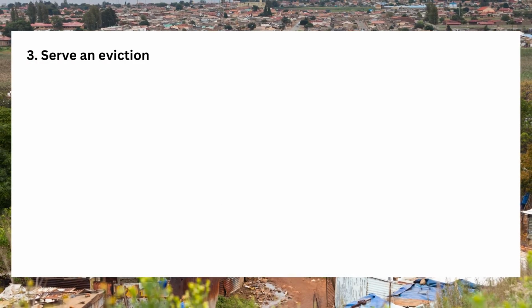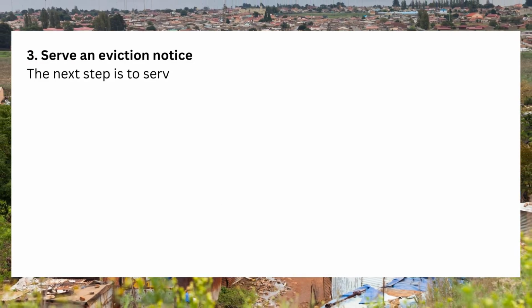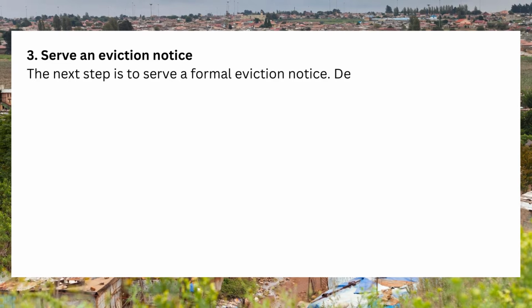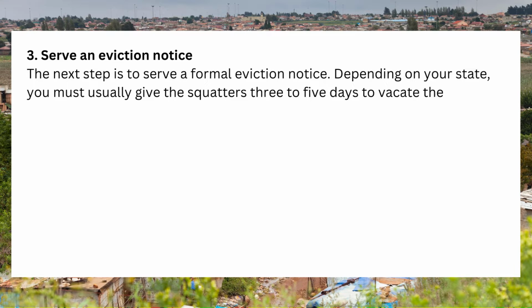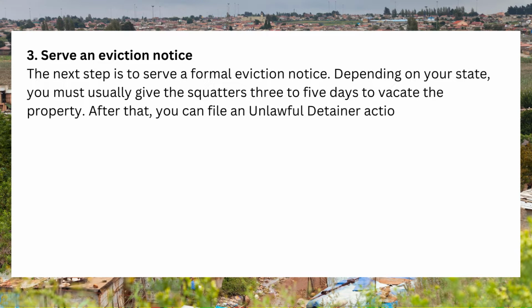3. Serve an eviction notice. The next step is to serve a formal eviction notice. Depending on your state, you must usually give the squatters 3 to 5 days to vacate the property. After that, you can file an unlawful detainer action.